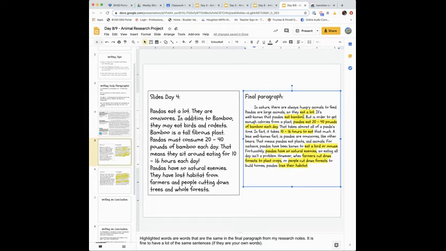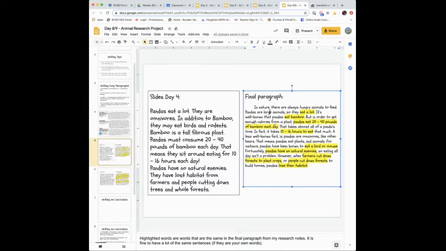Okay, so since a lot of people know pandas eat bamboo, I said, "It's well known that pandas eat bamboo." Then I wanted to say how much bamboo they eat, because that's a detail telling more about bamboo. So I rearranged my sentences to put them in a better order. But in order to get enough calories from a plant, now remember, calories are a way to measure how much of something you eat, pandas eat 20 to 40 pounds of bamboo each day. Now I finally got that 20 to 40 pounds of bamboo each day right there.